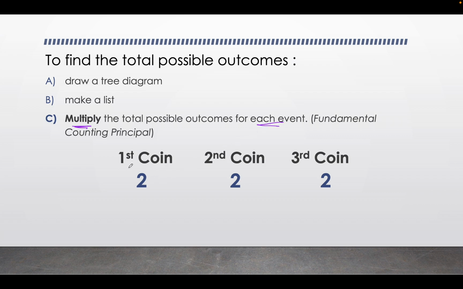For example, if I have my first flip, I know I have 2 outcomes possible, heads or tails. On my second flip, I know I have 2 outcomes, heads or tails. And for my third flip, I know I also have 2 outcomes, heads or tails. To find the total possible outcomes, a lot of people think we would simply add those together, but it is actually that we multiply them together to get 8, as we saw in our tree diagram and in our list. This is called the fundamental counting principle, which just states that you multiply the total possible outcomes for each event.